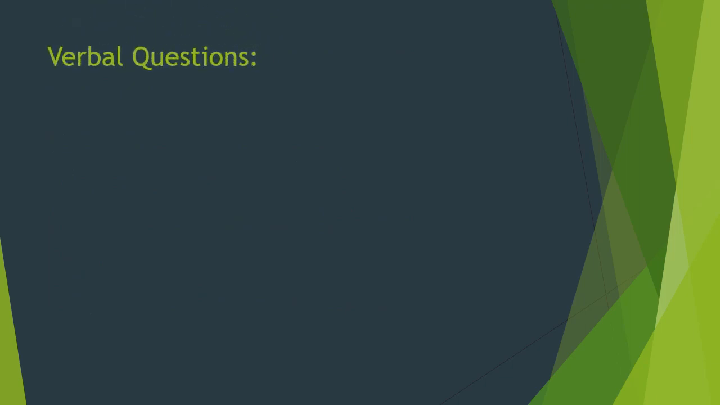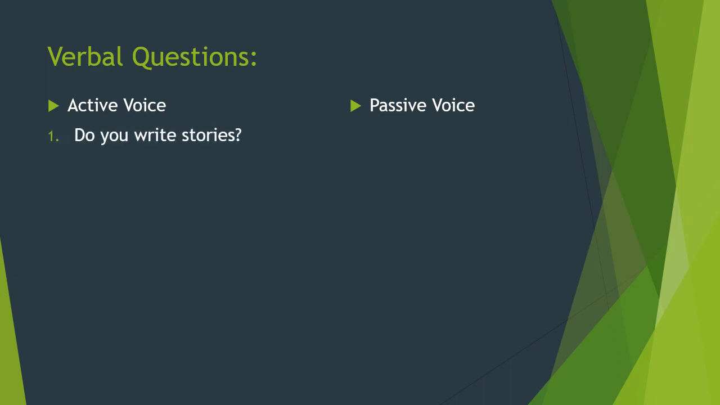Let us learn how to change verbal questions of active voice to passive voice. First example, do you write stories? Since it starts with do, it is a yes or no question. The subject here is you. Verb do write and stories is the object.